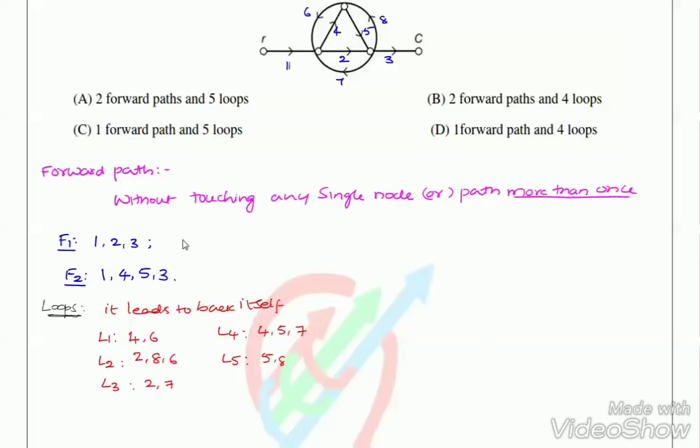So here we have totally 2 forward paths and 5 loops. So 5 loops, 2 forward paths. The option is A.